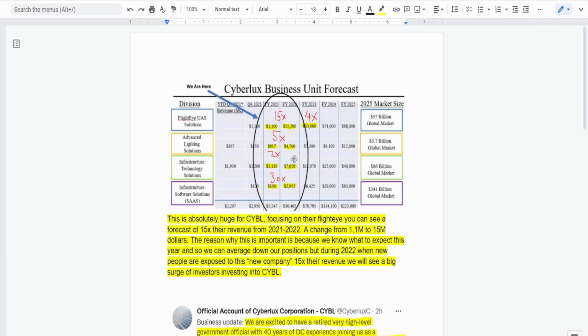Then going into 2023, we're only going to talk about the flight eye, because this is the biggest thing, obviously. It's 15 million to 53 million. Now, this is only a change of roughly 4x in comparison to the 15x. But what you guys have to understand is that this is huge in terms of the change in the actual dollar value. This is almost a change of 40 million. That's only going to be even bigger for CYBL. Imagine there's going to be more and more investors coming into CYBL for 2023. So if you are one of the early ones right now in 2021, you can only imagine how much you can make, and how big a difference this will be going into 2023.